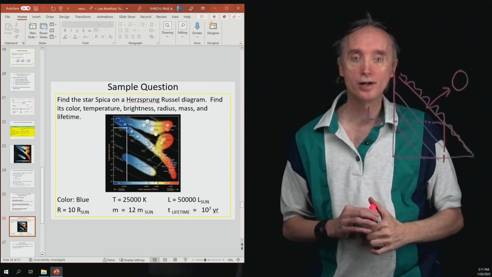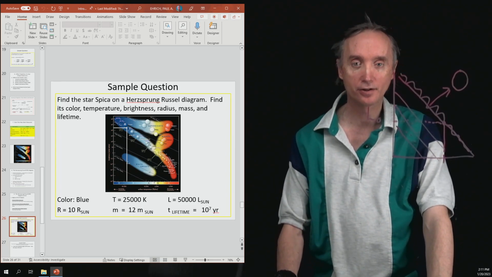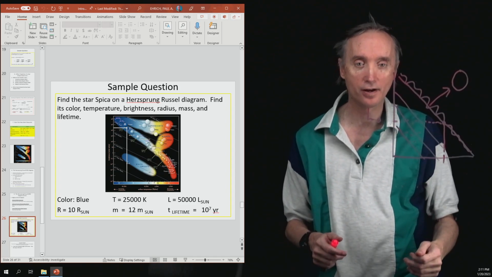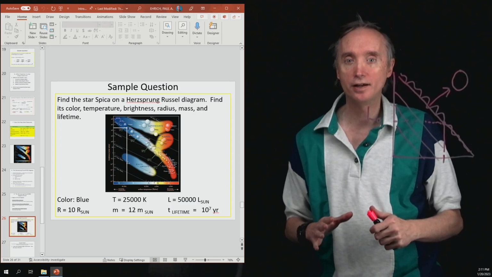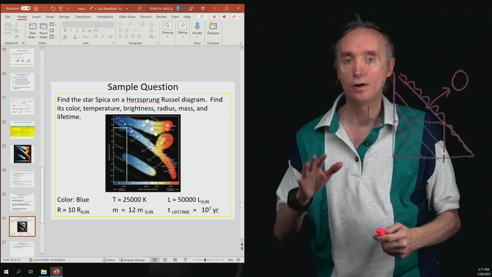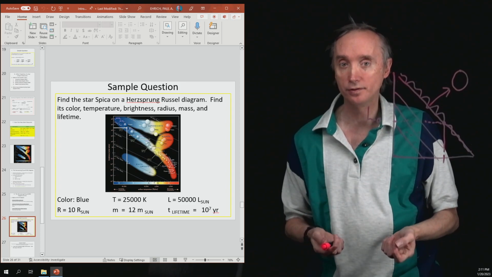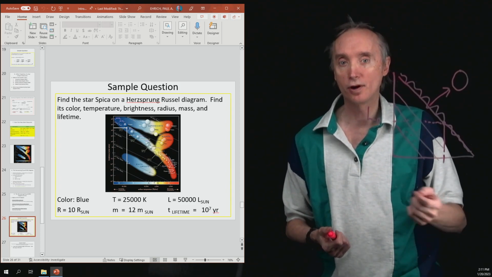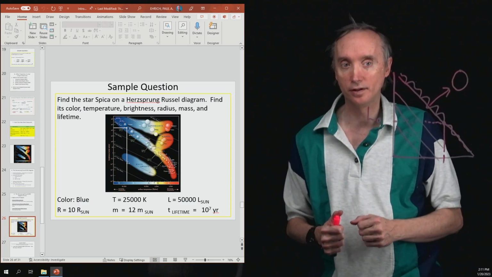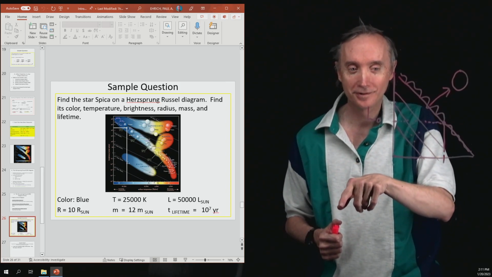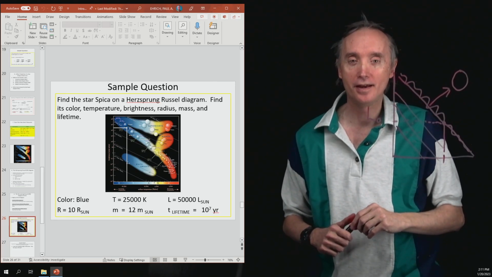So here is a sample question. I will let you do this one. You will need an HR diagram, so I would get an HR diagram off the internet in order to do this. What I want you to do is find the star Spica on there, and then tell me what color it is, what temperature it is, what brightness it is, what its radius is, what its mass is, and how long it is going to live. Don't look at the bottom. Once you've figured that out, then look at the numbers there at the bottom and see how close you got.